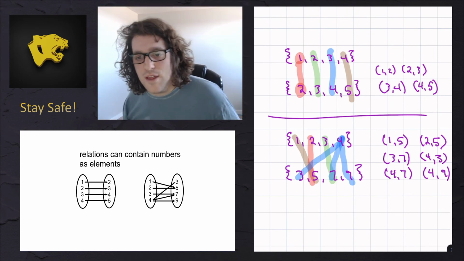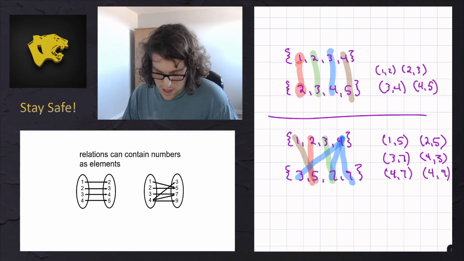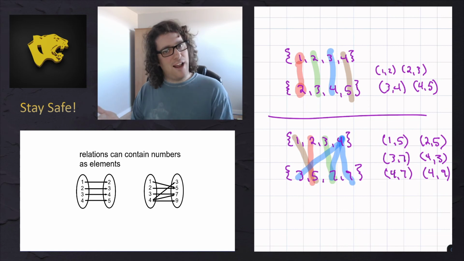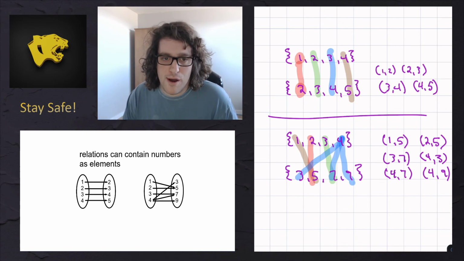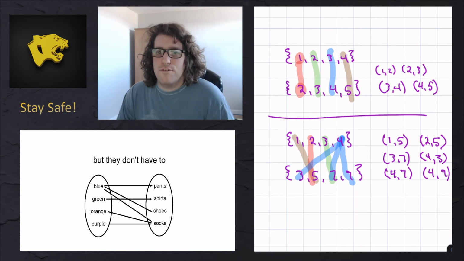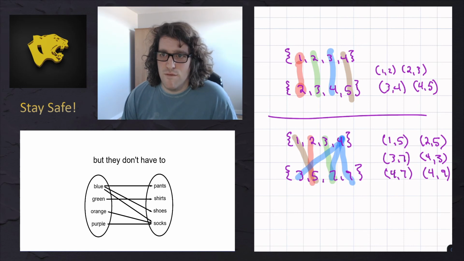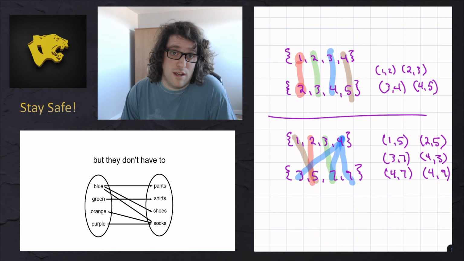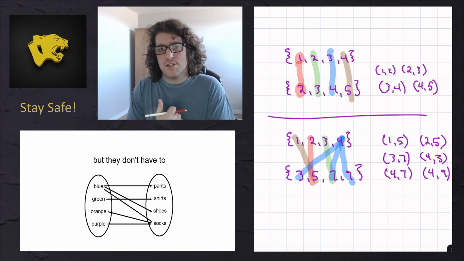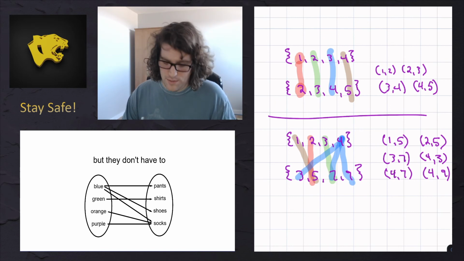The elements that are listed in those sets can be mixed and matched in any way, shape, or form when we're talking about a relation. One of the other things is that I've used all numbers so far, but relations technically can have elements that are words. They can be elements that are whatever you want. They could be shapes. The idea behind a relation is it takes a group of elements and relates it to another group of elements.